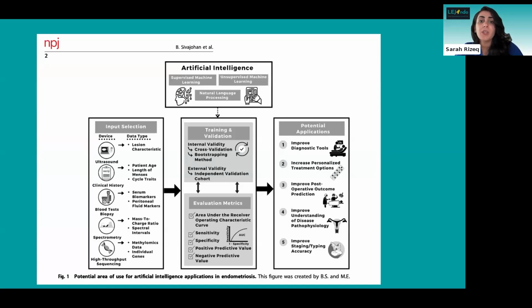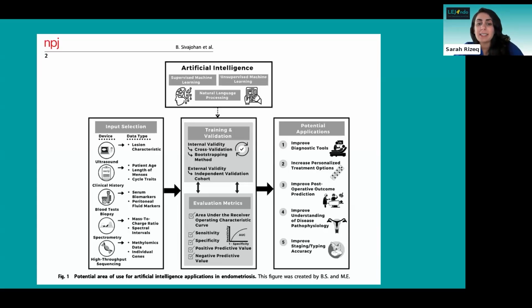So at the top there, it shows you have the AI, you have to feed it data, whether that be raw data, labeled data, or unlabeled data, and that's your initial input. Then it's the type of data you're putting in. So are you putting in ultrasound findings? Is it clinical history? Is it blood test results? So serum biomarkers, peritoneal fluid markers, which we know are being researched in endometriosis.